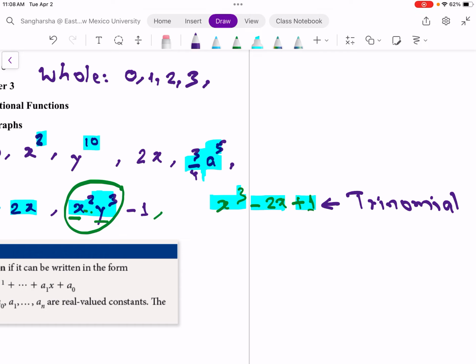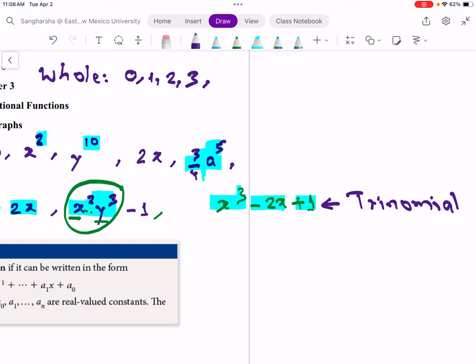So if we have a single term, it's a monomial. If we have 2 terms, it's a binomial. If we have 3 terms, it's a trinomial. Okay. Now polynomials: if we have more than 3 terms, we call it a polynomial. And you can also call monomial, binomial, trinomial polynomials. All these are polynomials.